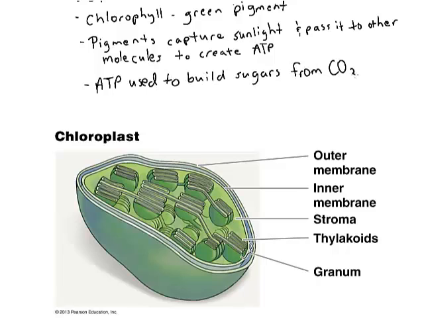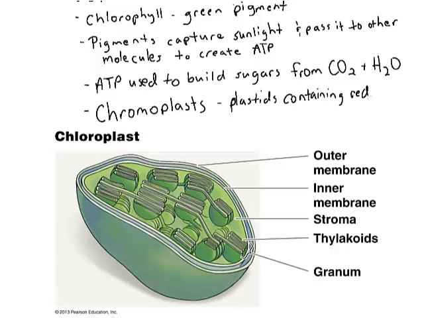Chromoplasts and other plastids make and store pigments other than chlorophyll, including red or orange, which make up the various colors of flowers and other plant parts. The chromoplasts are related to chloroplasts and are actually convertible to one another. So this is why some fruits, like green tomatoes, will actually ripen and turn red, because the green chloroplasts are converted to red chromoplasts, so the appearance of the fruit actually changes.